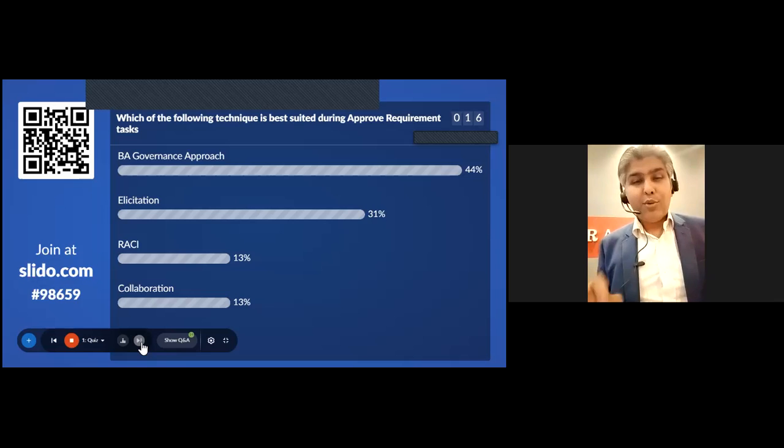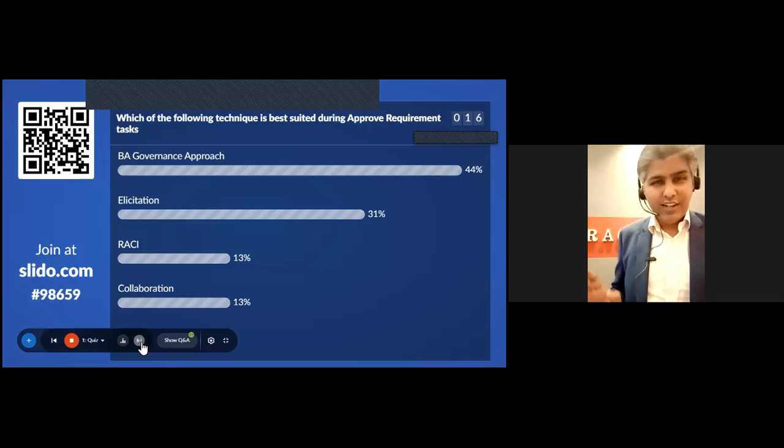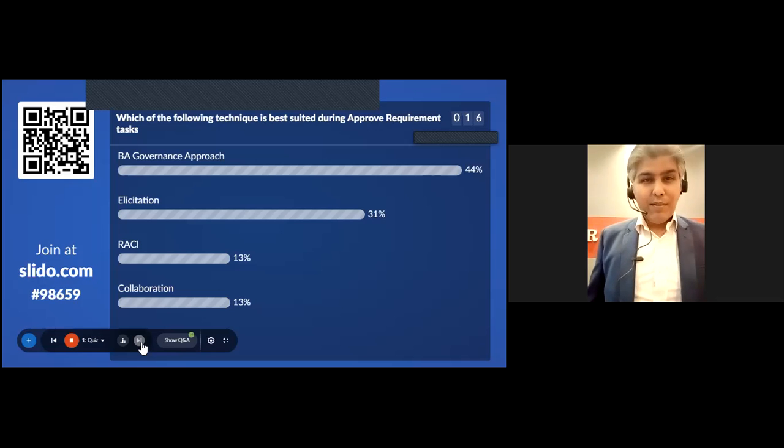BA governance approach is a task. It's not a technique. So that's out. Elicitation is a whole knowledge area. It's out. Collaboration is not a technique either. Collaborative game is a technique, or collaboration is a phase, which together with elicitation is the knowledge area. So the only technique in these 4 items is Reiki. It's the only technique of stakeholder analysis. The rest are all tasks or knowledge areas or parts of a knowledge area.